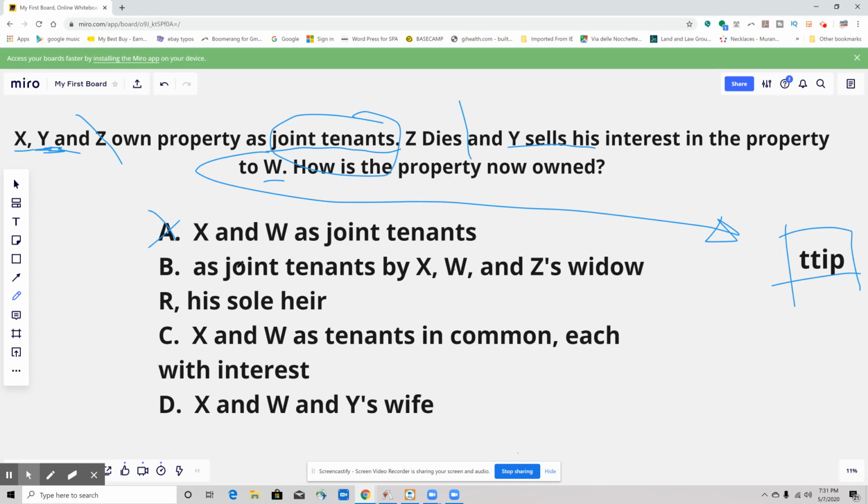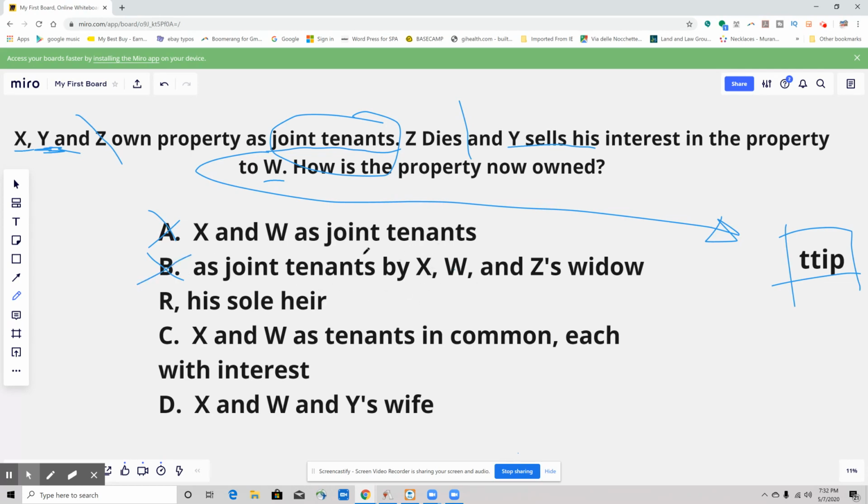B: as joint tenants, X, W, and Z's widow are the sole heirs. We said that when Z dies, testate law does not come into play. Because they took the property as joint tenants, you've given up the right to will your property. So Z's widow is not going to come into ownership of this property. B is not the right answer.